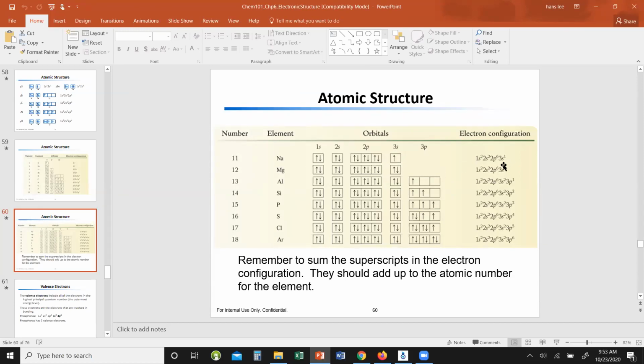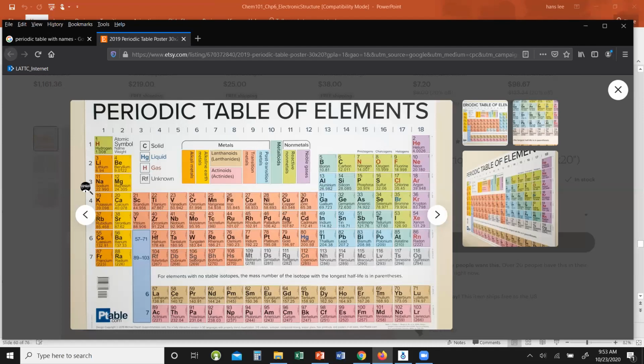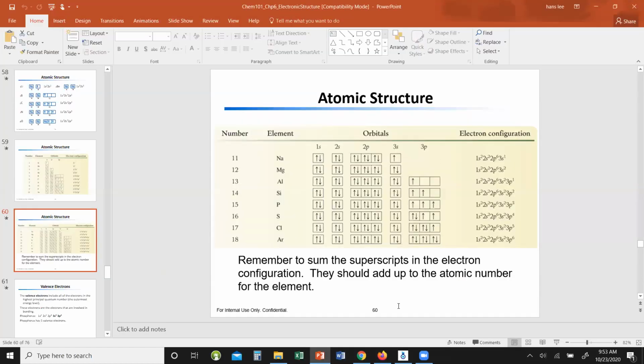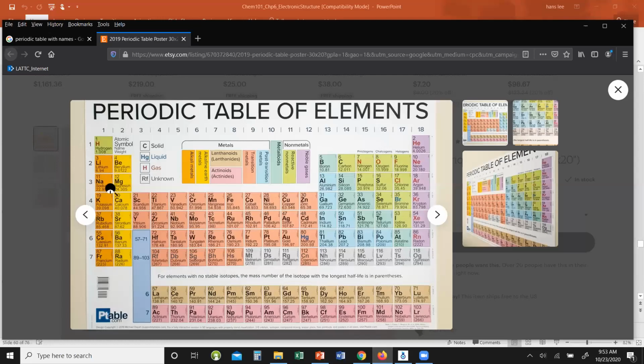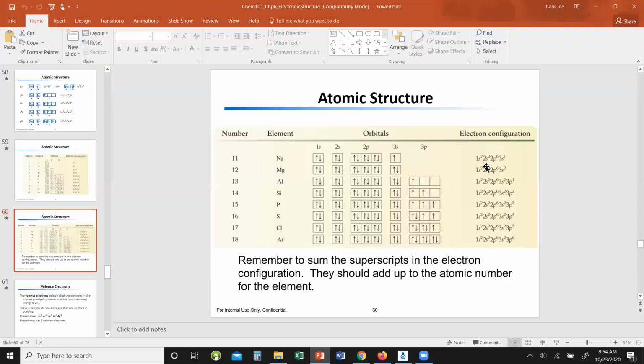3s1. Why 3? Because now we're at level number 3. Look at sodium here. We're at row number 3. That number 3 means 3s. And where's sodium on the periodic table? Right here. 3s1, 3s2. We're going to skip this. This is p1, p2, p3, p4, p5, p6. Here's d1, d2, d3. So this periodic table is organized based on these s, p, and d orbitals.